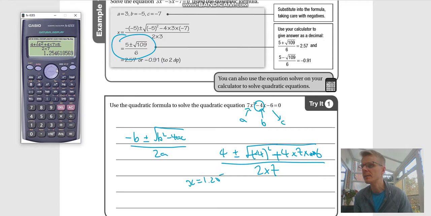And then to get the second answer, just press up and back, and we'll simply change this to negative, and we get the second solution there, which we can see is minus 0.68.